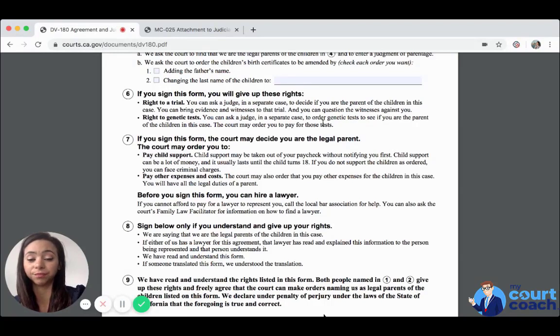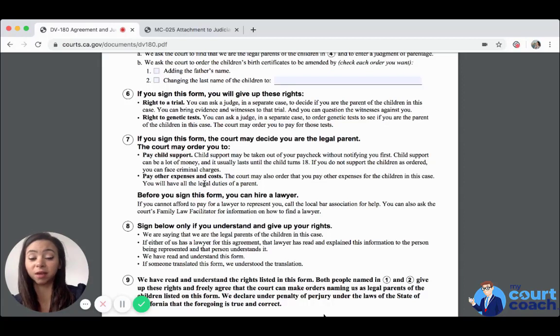So number 7, if you sign this form, the court may decide you are the legal parent. And actually, the court will decide that you are the legal parent if you do sign this form. So the court may order you to pay child support. Child support may be taken out of your paycheck without notifying you. Child support can be a lot of money, and it usually lasts until the child turns 18. If you do not support the children as ordered, you can face criminal charges.